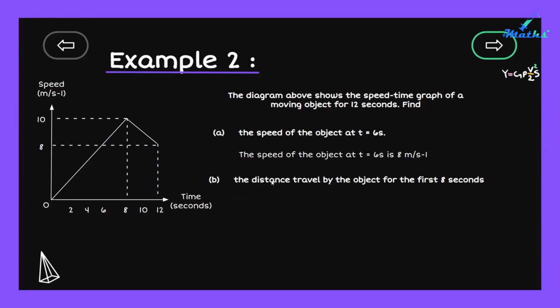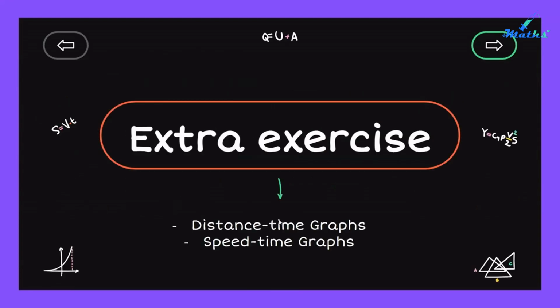And so question B, distance travelled. Distance travelled means find the area under the graph. So the first 8 seconds, which is here. The question is asking you to find the area under the line, which is the shape of a triangle. It's giving here 8 and here 10. So 1/2 times 10 times 8 equals 40 m.